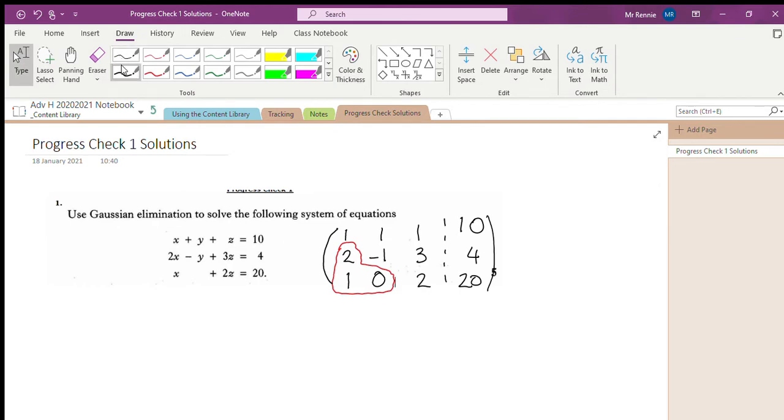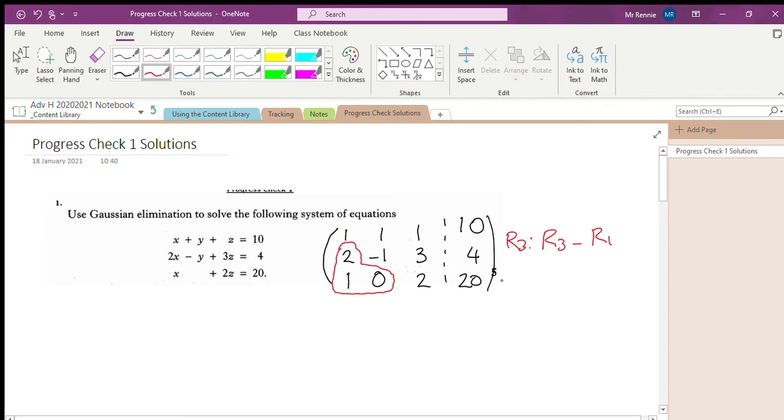In order to get a 0 in this bottom left corner, in row 3, I'm going to do row 3, take away row 1, and that is going to give me a 0 in there. I'm also going to try and find a 0 in the first entry in row 2 there.